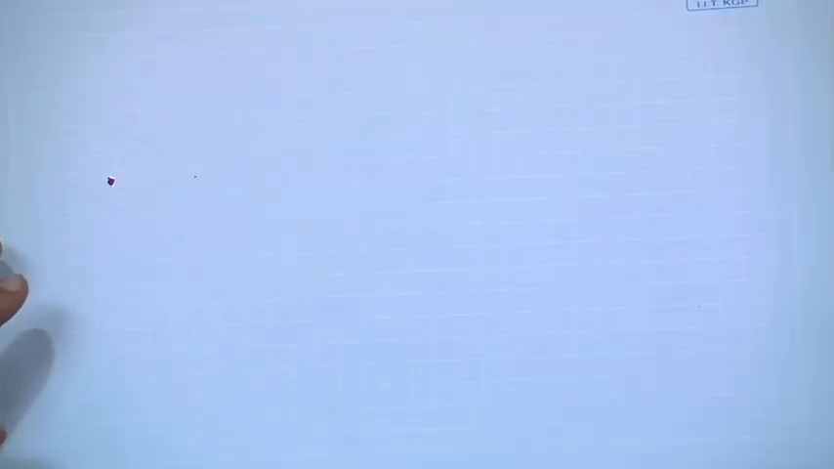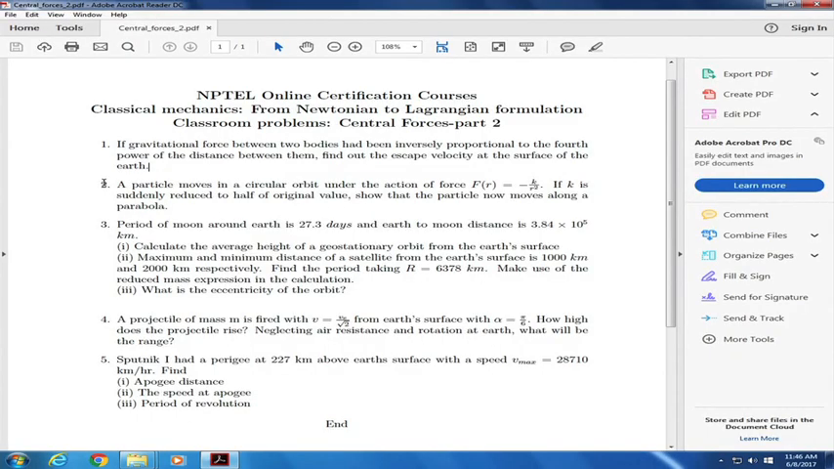Now, let us move to problem number 2. Problem number 2 says a particle moves in a circular orbit under the action of this force F r equal to minus k by r square, which is the standard inverse square attractive force. If k is suddenly reduced to half of its original value, show that the particle now moves along a parabola. So, it is a tricky problem.